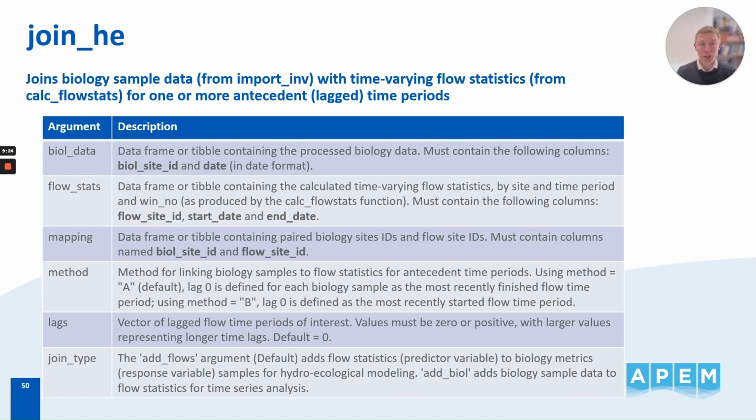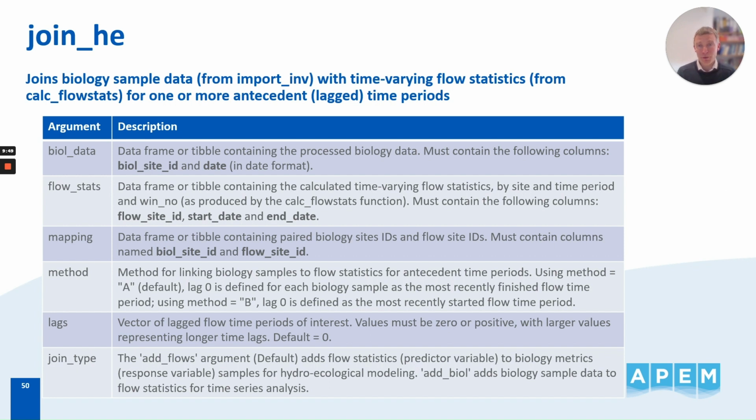If you use this function off the back of those earlier functions, then those column names will all be set up for you, so you shouldn't need to redefine anything. But just be aware that if you're importing data from other sources, for example, you might need to manipulate some of the column names to match these hardwired column names that the join HE function expects.